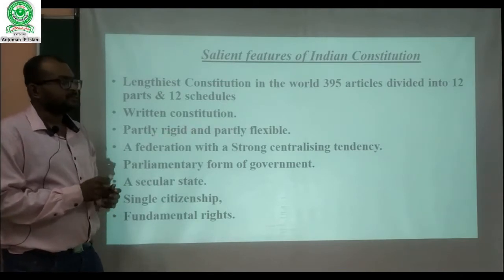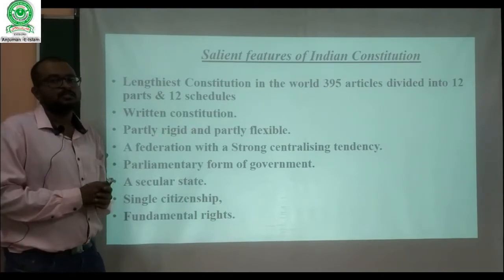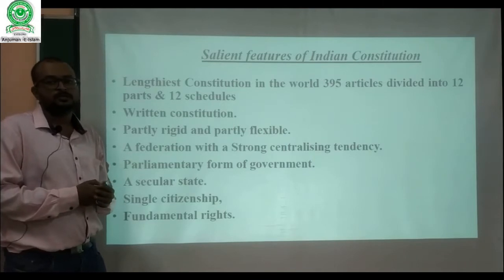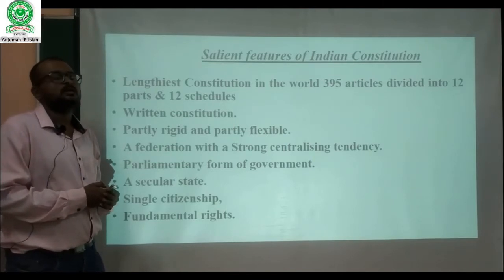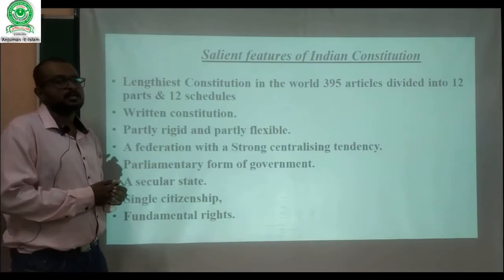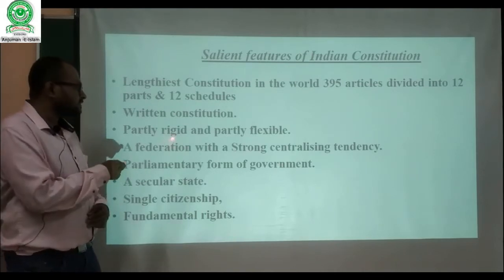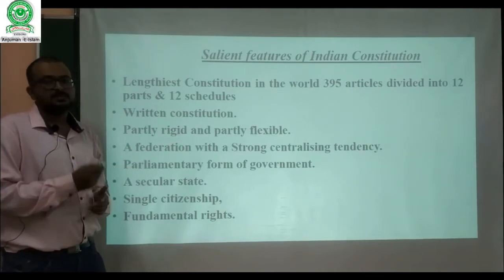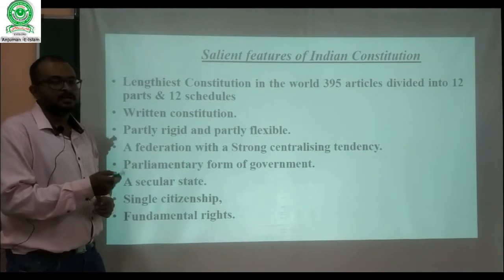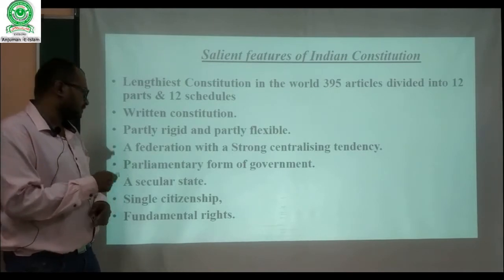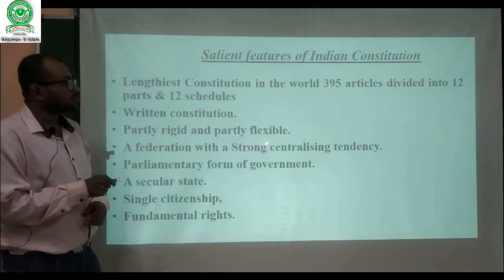Partly rigid and partly flexible. Partly rigid means some of its provisions can be amended with a 2/3 majority and 50% majority from the state legislatures. Hence, we consider this as rigid. Partly flexible means some of its provisions can be changed with a mere 2/3 majority in the parliament. A federation with a strong centralizing tendency.